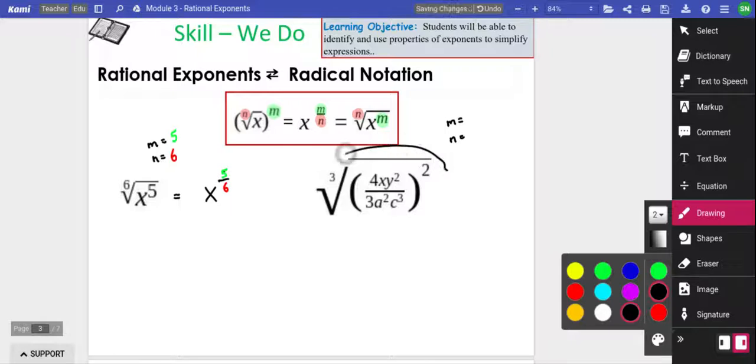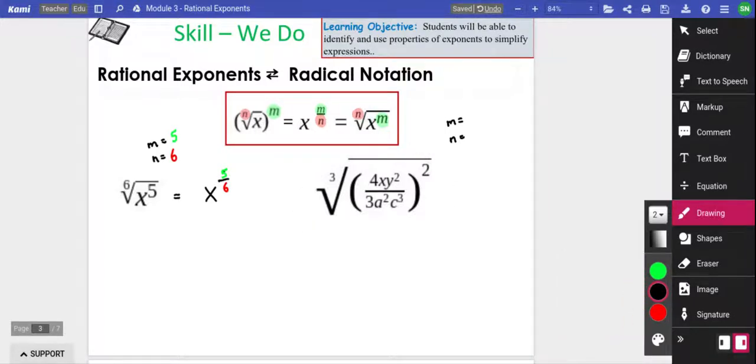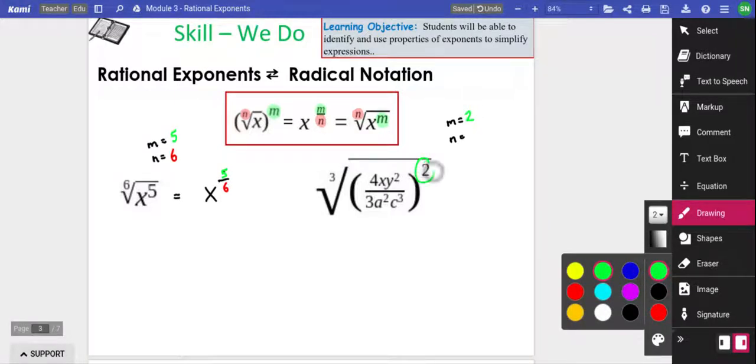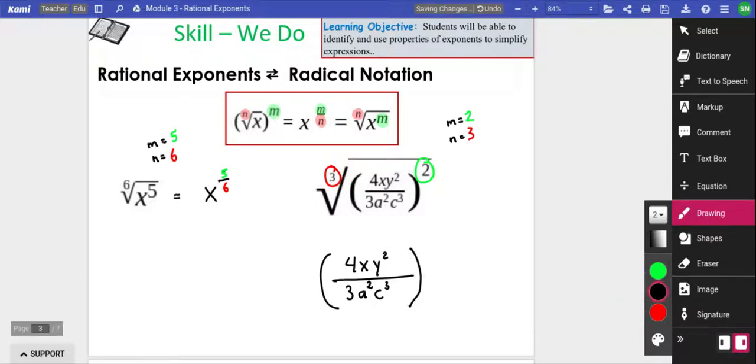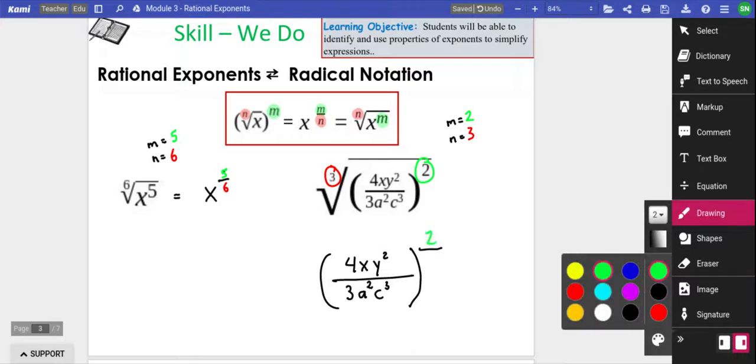For the last problem, which looks very complicated, we still have the same thing. m is equal to 2. This is the exponent. The index is 3, and that applies to everything inside the parentheses. Let's start by writing everything inside the parentheses: 4xy squared divided by 3 times a squared c cubed. Again, this is all in parentheses, and our fractional exponent would be m is 2, n is 3. And we are done.